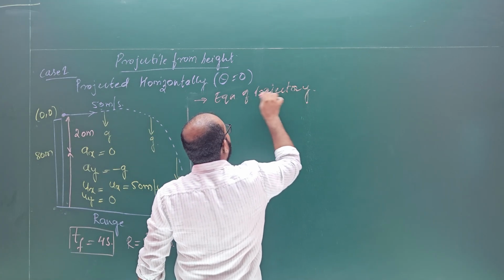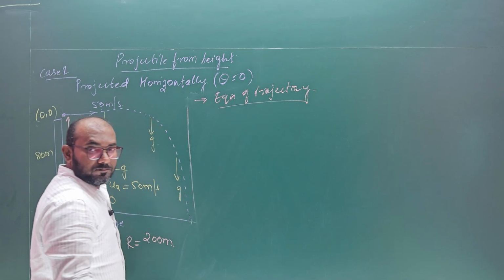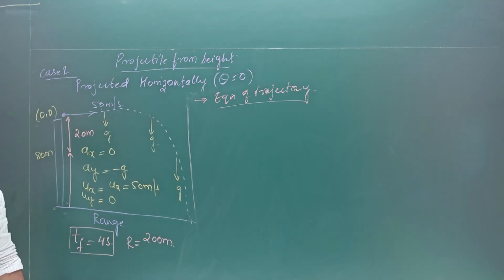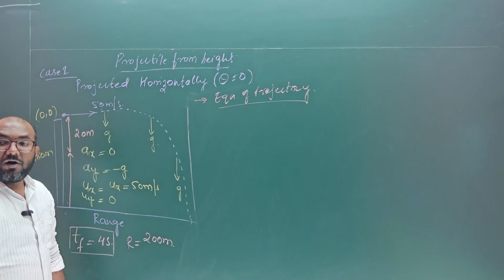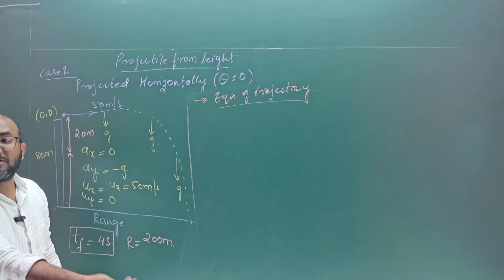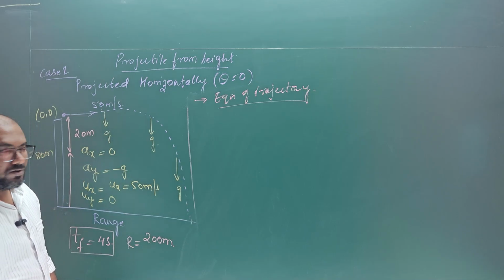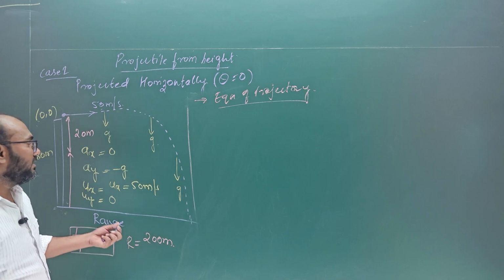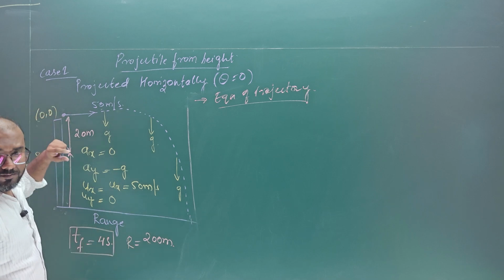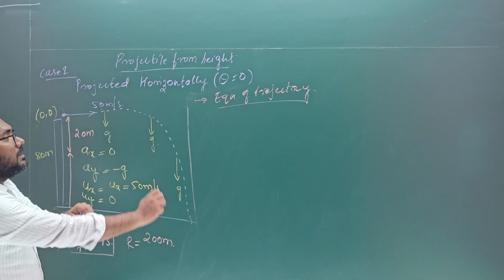They can ask you energy also. Find out the kinetic energy at this point or at this time or at this height. All we need to calculate is the velocity at that instant. Yes or no? If they are asking for the kinetic energy, they will definitely provide you the mass of this object. Yes or no? Okay, let us complete this first.